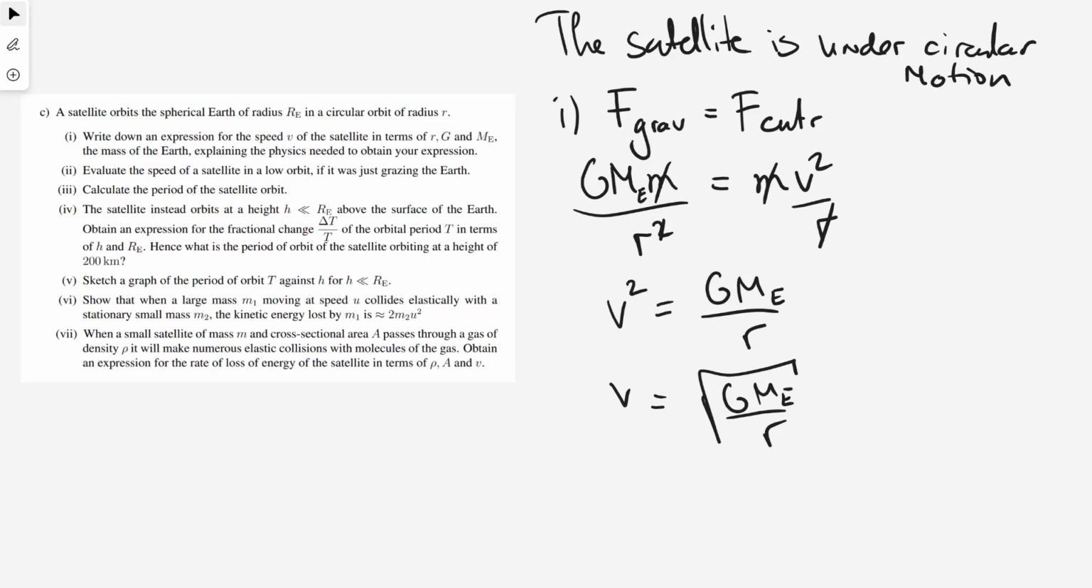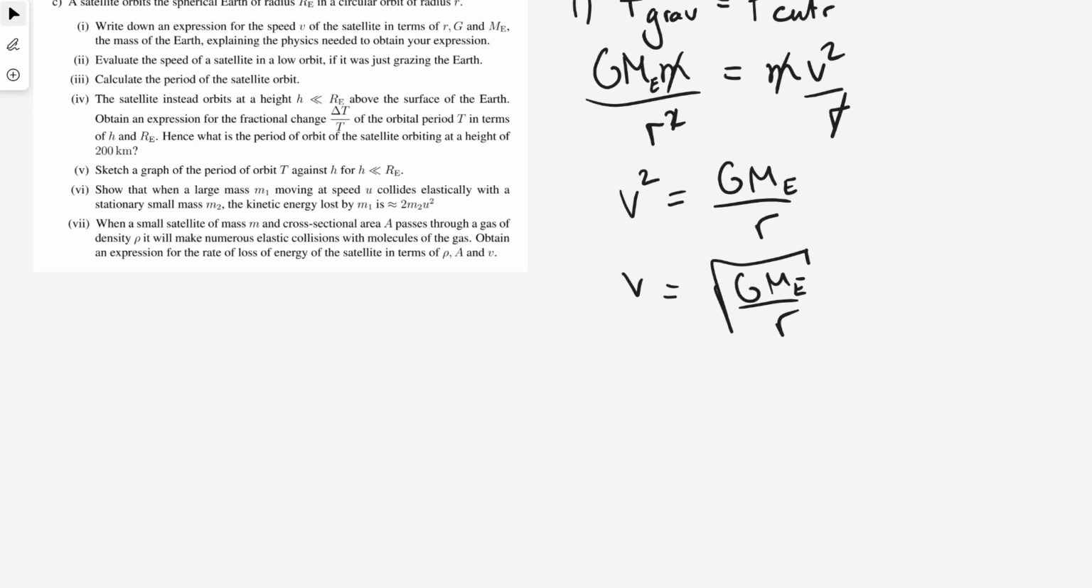Okay, part 2: we need to evaluate the speed in the lowest possible theoretical orbit, as if it were just grazing the Earth. There are a few possible ways to tackle this part. The idea here is that at the lowest possible theoretical orbit, the satellite, where this here is the Earth, is basically tracking along its surface. Of course this is impossible, because it's going to hit a mountainside or an object as soon as the satellite is launched, so not possible.